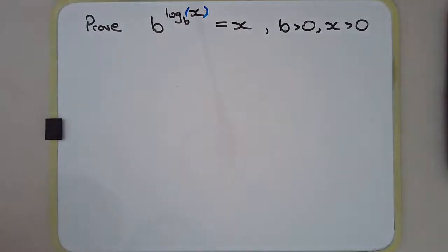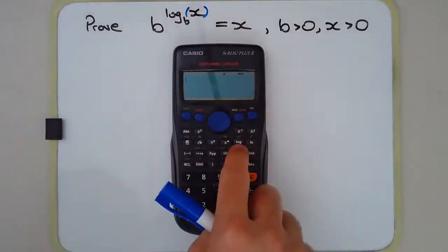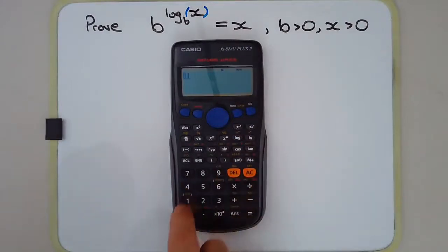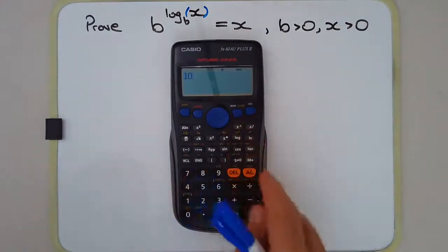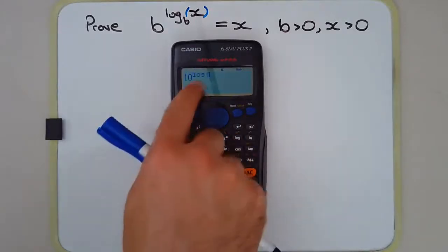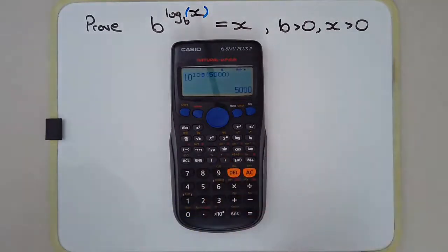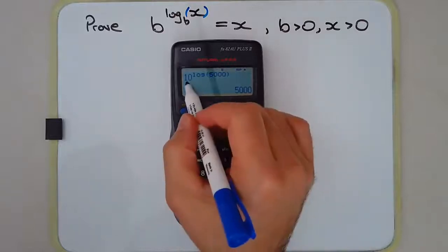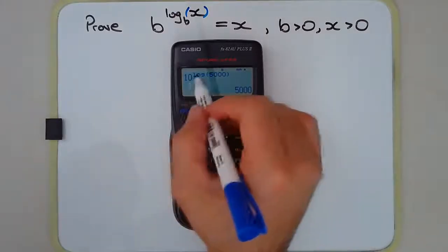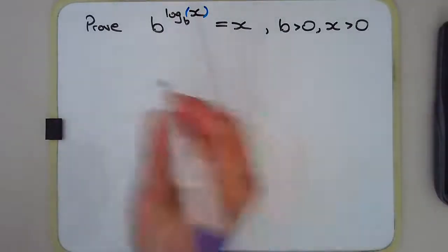Why is this? Why does this work? And just before we do that, why don't we try one? The log button on your calculator is a log base 10. Okay, so if we typed in 10 to the power of, say, log, and that's log base 10, by the way, of, say, I don't know, 5,000. Do we get 5,000? And we do. Okay, so somehow the base and the log of that same base somehow cancel out and they disappear. Let's see why this works.